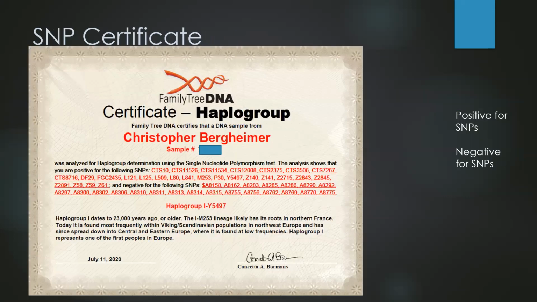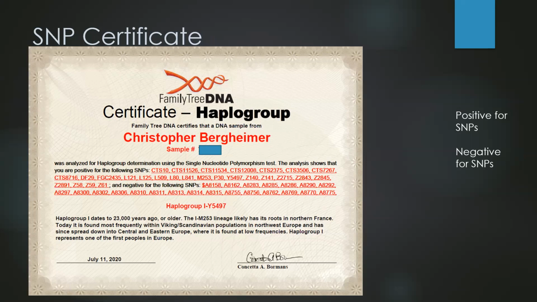This is the SNP certificate for my husband, and the SNP certificates are going to look very different depending on which branch of the tree you're in. The short tandem repeat certificates are going to look the same whether you did a 12 test, 25, 37, 67, and so on. But the SNP certificates are going to look very different.